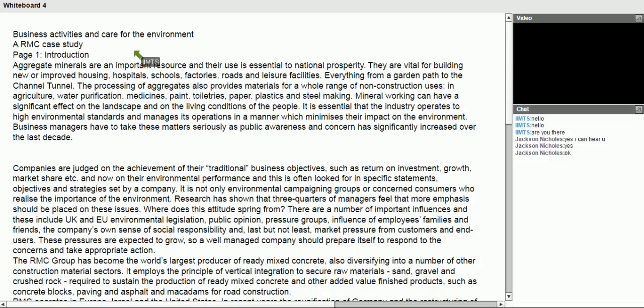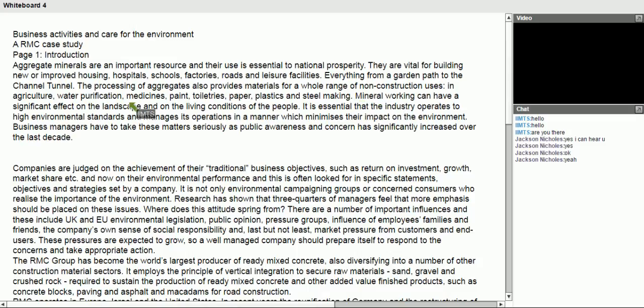RMC case study. Aggregate minerals are an important resource and their use is essential to national prosperity. They are vital for building new or improved housing. From minerals we get stones, and not only stones, but other building material too. They are used in making houses, hospitals, schools, factories, roads and leisure facilities, everything from a garden path to the channel tunnel. The processing of aggregates also provides materials for the whole range of non-construction uses: in agriculture, water purification, medicines, paint, toiletries, paper, plastics and steel making.